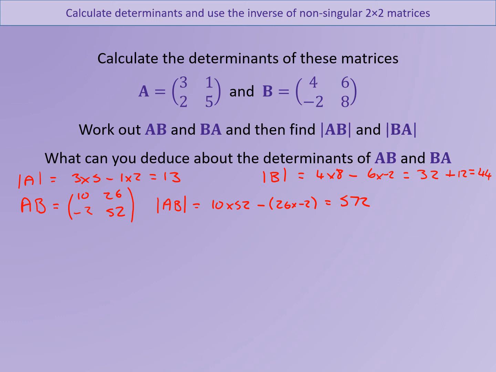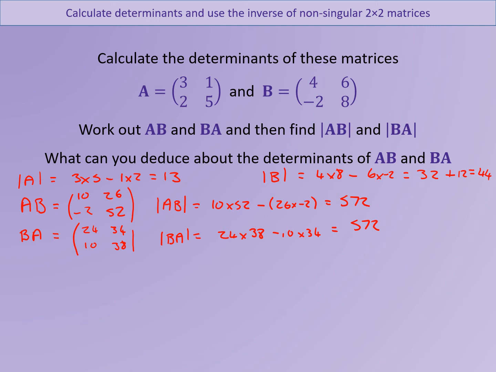And then using matrix multiplication to calculate BA, we get the matrix 24, 34, 10, 38. So the determinant of BA is going to be 24 times 38 minus 10 times 34, and we get the answer 572 again. So you will have noticed that the determinant of BA and the determinant of AB is the same value, even though AB and BA were not the same matrix themselves.